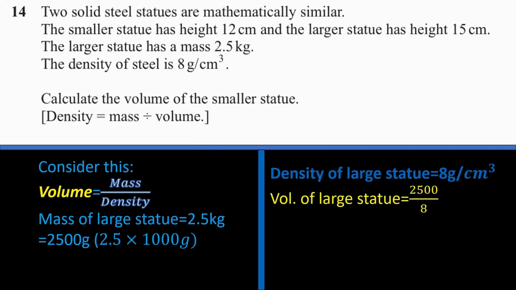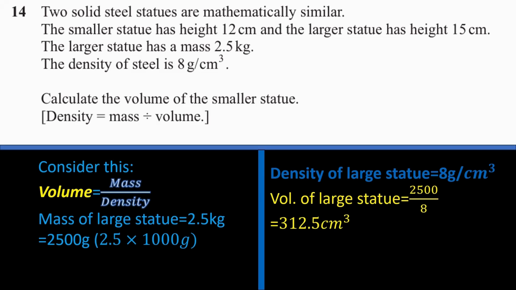And we said here that volume is mass over density, and we have the mass of the large statue to be 2,500, and we have the density to be 8. And so the volume of the large statue will be 2,500 divided by 8, and that gives us 312.5 cubic centimeters.